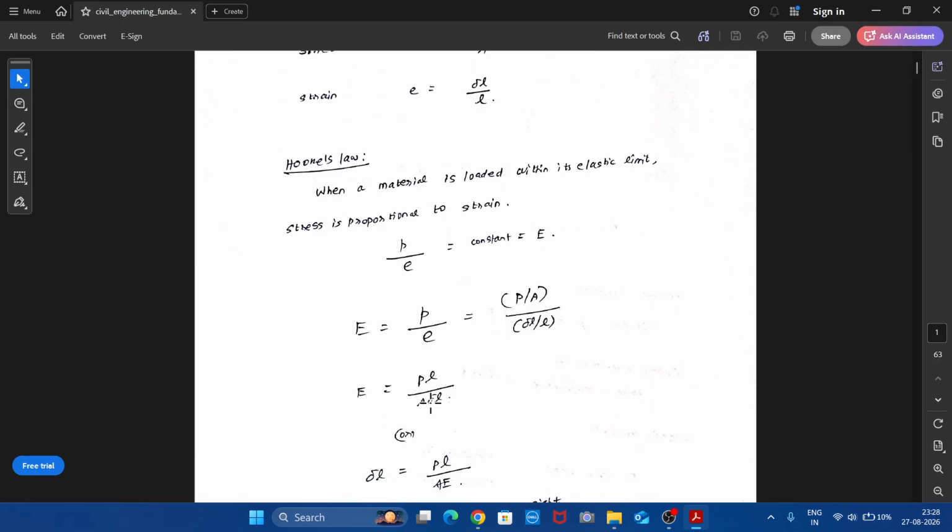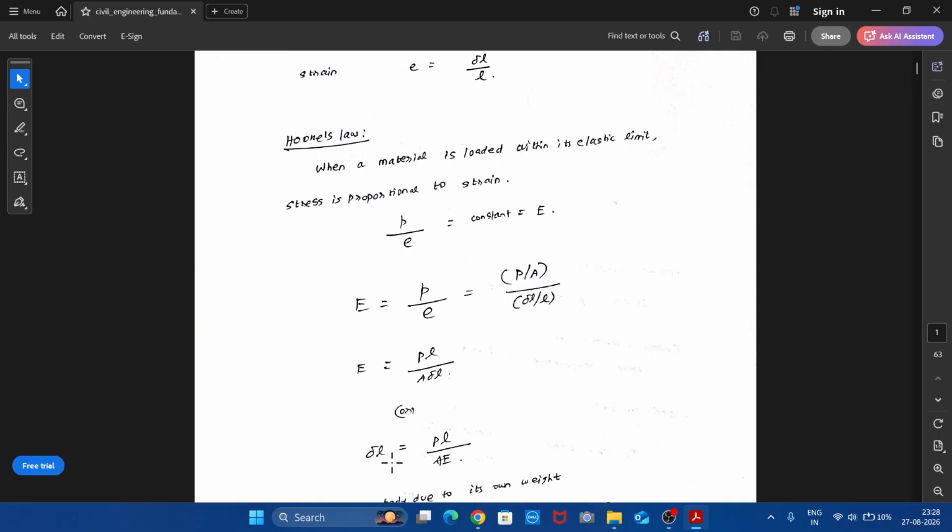And if you want to find delta L, change in length, that will be PL by AE. The unit for delta L: load is Newton, L is millimeter, so Newton millimeter divided by millimeter squared into Newton per millimeter squared, because the Young's modulus unit is Newton per millimeter squared. So the unit for delta L will be millimeters.